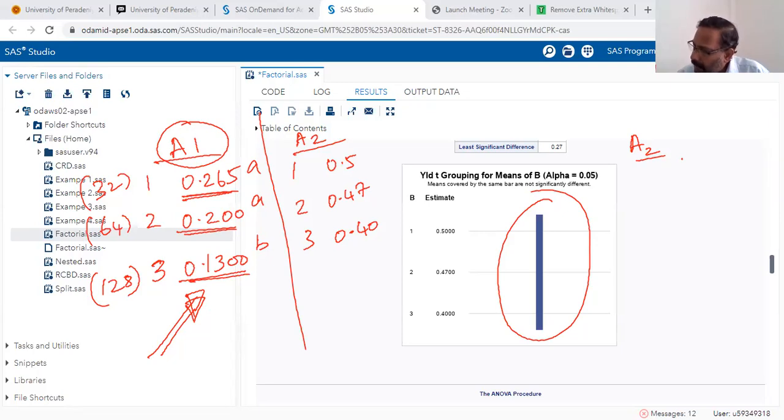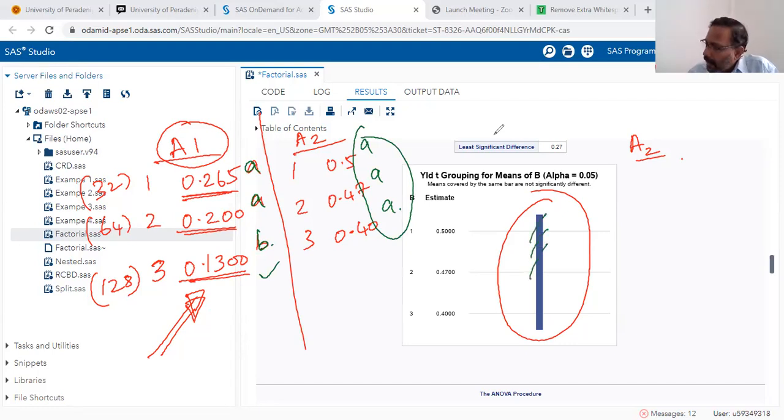Because if I say the grading, I can say this is A, this is A, this is A. In this case, this is A, this is A, this is B. So B is better here. Here all have the same letters, as I said yesterday. Why the same letter? All have the same color. So the same color means no difference.